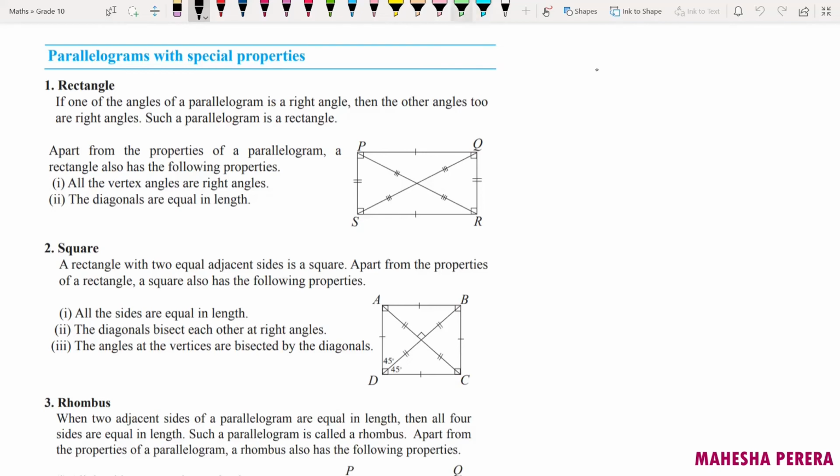Right, now let's discuss 3 parallelograms with special properties. These 3 parallelograms are rectangle, square, and the rhombus.